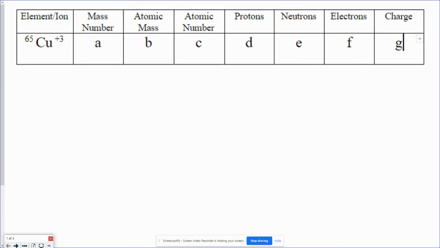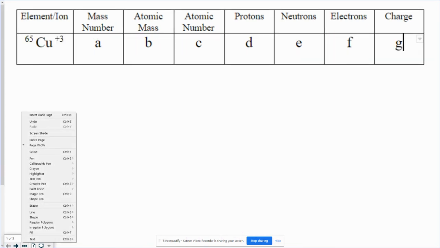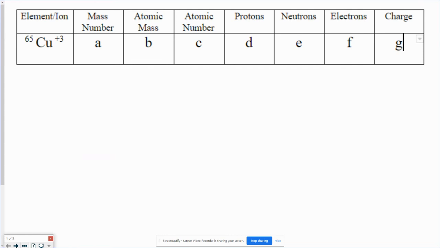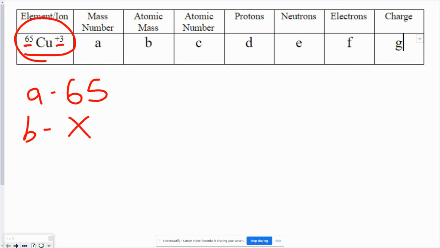Let's go ahead and go back and try another one. Now with this one, looking at here, we have copper, and then we have a number in the upper left-hand corner and a number in the upper right-hand corner. The left-hand corner is the mass number. As soon as I see that, I know that I have a mass number that's going to be 65, and that means that the atomic mass is now the X.